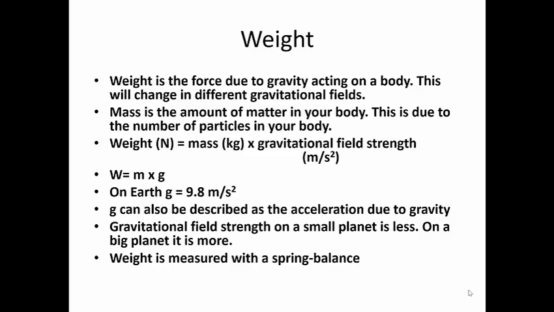If you go to a smaller planet, then the value of g is going to be lower. And if you go to a bigger planet, say Jupiter, you're going to have a much larger value of g. And that's why your weight would be more on Jupiter than it would be, say, on Mercury. We measure weight with a device called a spring balance. The other name for spring balance is a Newton meter, because weight is a force.